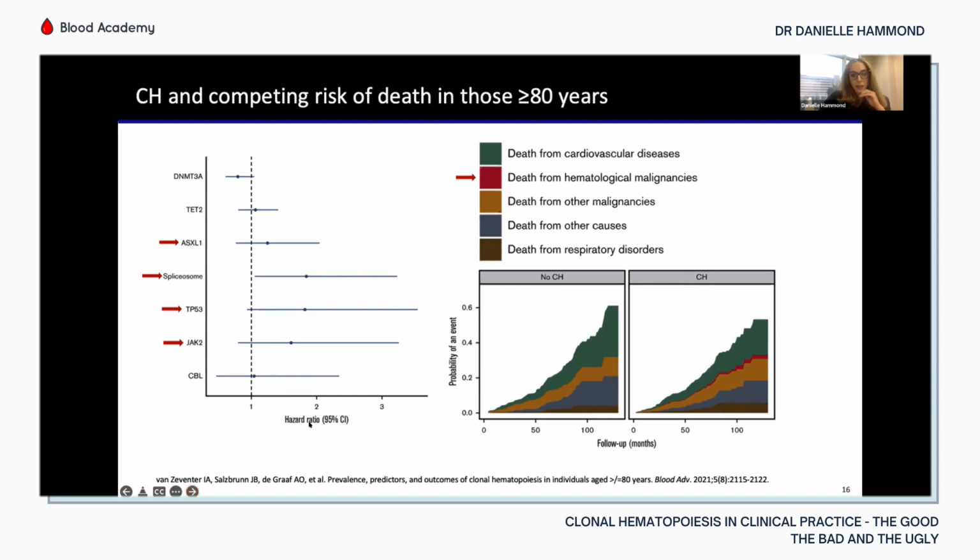When you look here at the hazard ratios for any given point mutation, again, spliceosome mutations did have a significant association with risk of death. And then there were trends for TP53, JAK2, and ASXL1 mutated clonal hematopoiesis. When you look, what was driving this risk of death? Well, red here is death from hematologic malignancies. If you look at the population without and with clonal hematopoiesis, you do see this slight sliver of red appear. So at least for some of these mutations, that risk of death, even in this very elderly population, is seemingly driven by death from hematologic malignancy.